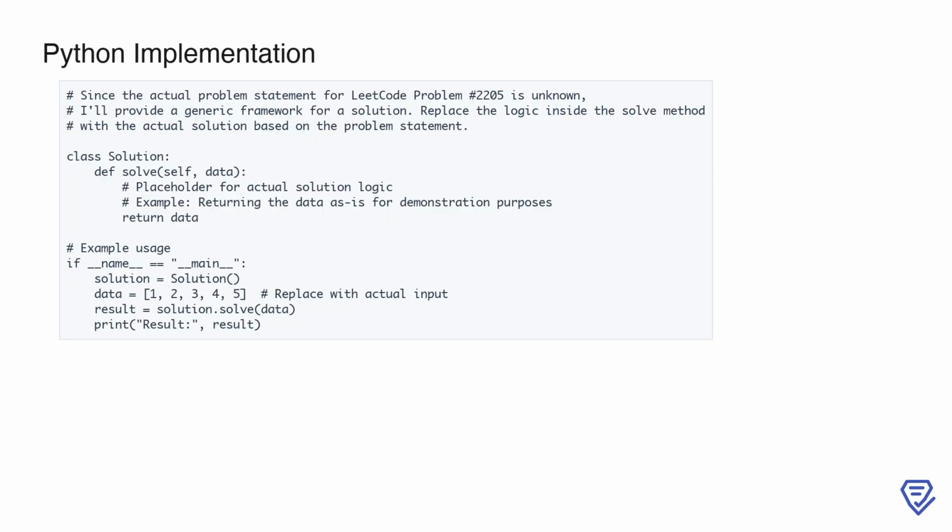But the if __name__ == "__main__": block is included to allow testing the solution independently, with an example input provided. Replace the data variable with the specific problem input format and test the implementation accordingly.